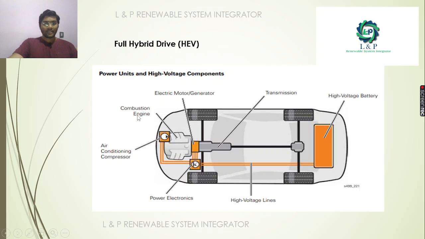Here this drive has a combustion engine, air conditioning compressor, power electronics, electric motor, as well as an electric generator, transmission line, and a high voltage battery. See here, there is no charging port or contact, because this motor itself acts as a generator. That's why it is referred to as a full hybrid vehicle.